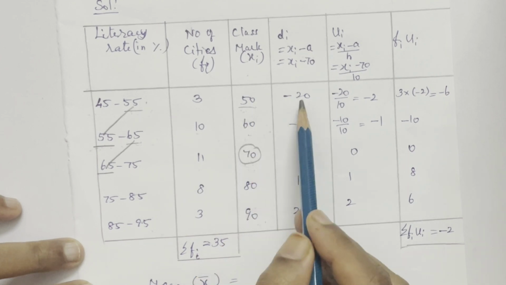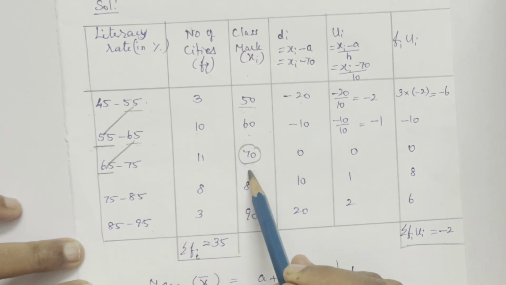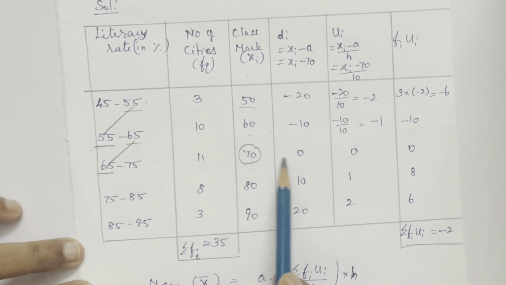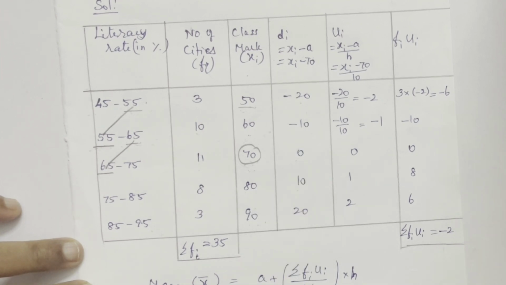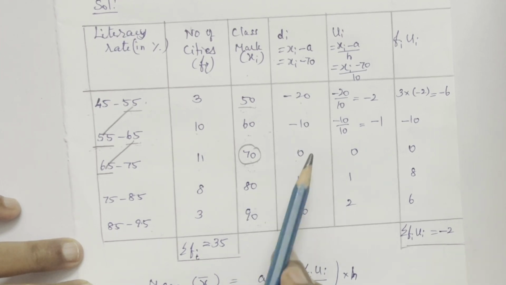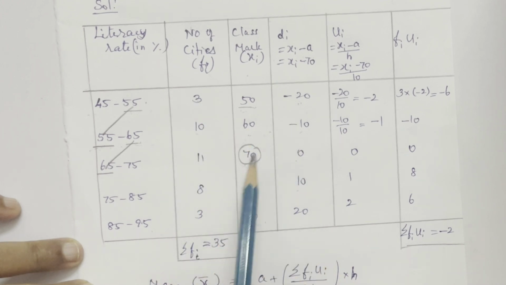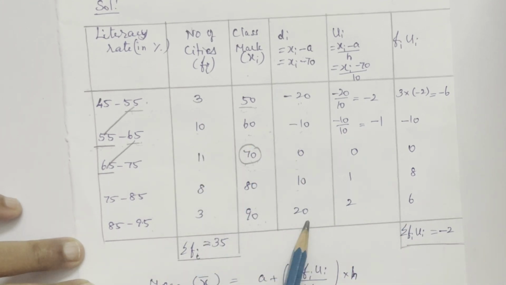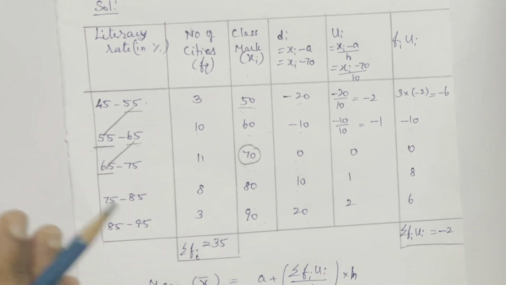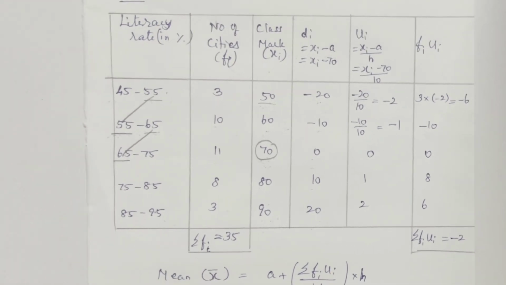So 50 minus 70 is minus 20. 60 minus 70 is minus 10. 70 minus 70 is 0. 80 minus 70 is 10. 90 minus 70 is 20. So di is here. Here also we can stop with di. We can multiply fi and di, and proceed with fi and di by the assumed mean method.